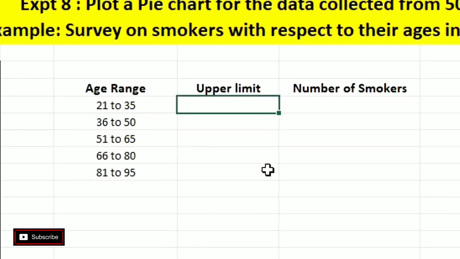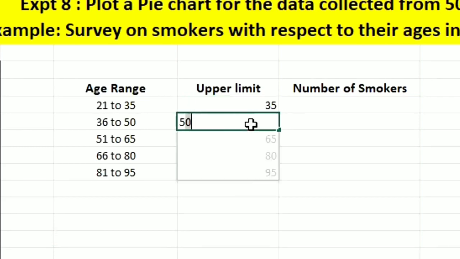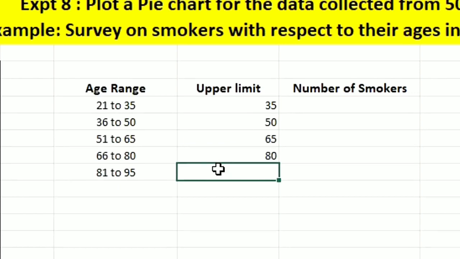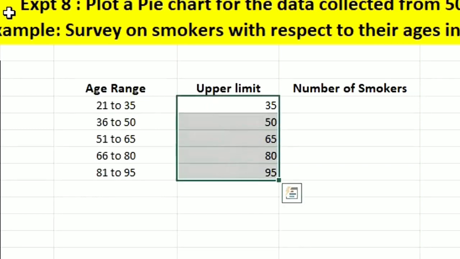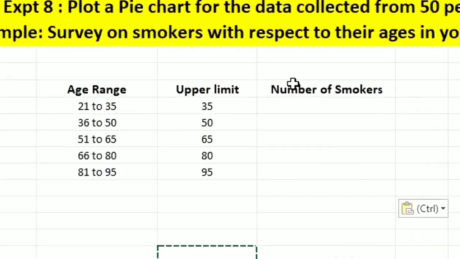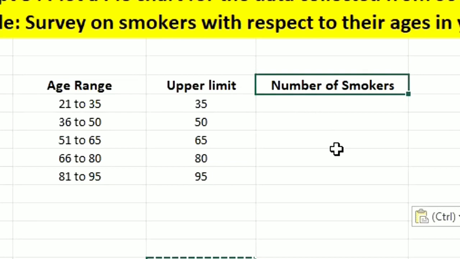Next I need the upper limit. In the 21 to 35 range, what is the upper limit? 35. Next, 50 is the upper limit. Next, 65 is the upper limit. Next, 80 is the upper limit, and 95 is the upper limit. So now I got the upper limits. Next I need the frequency. The next column is the number of smokers, that is nothing but the frequency.